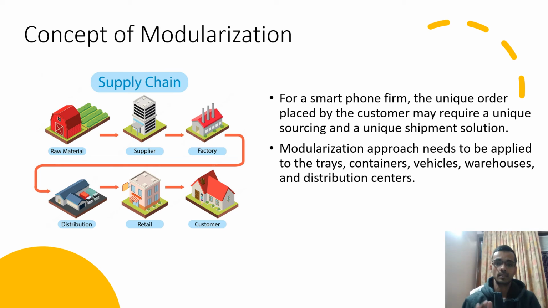So if we talk about it, a basic supply chain flow chart is that raw materials go to suppliers, then to factories, then to distribution centers, from distribution to retail, and to the end customer. Now this is a single chain. To have mass customization, we need modularization, where we think about how we can work simultaneously or in parallel on the trays, the containers, the vehicles, or the warehouse distribution center, so that all kinds of demand asked by the end user can be delivered effectively.